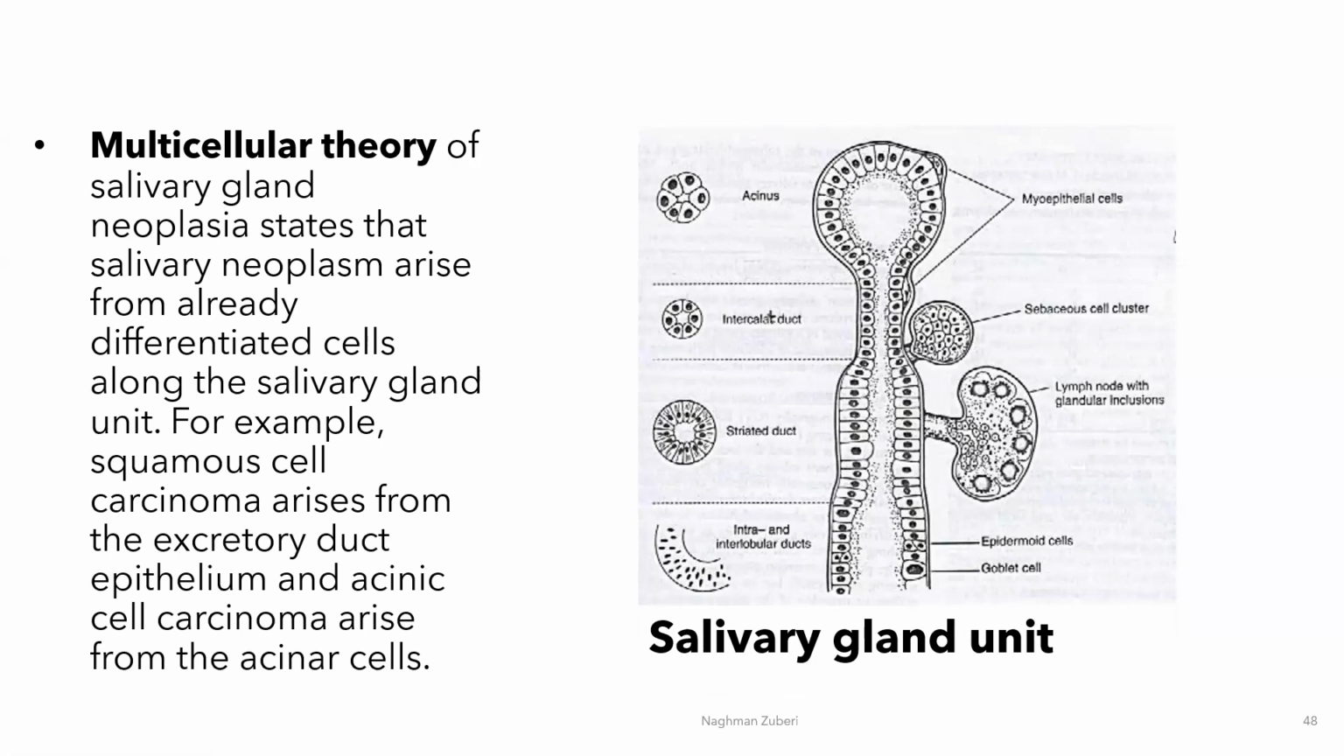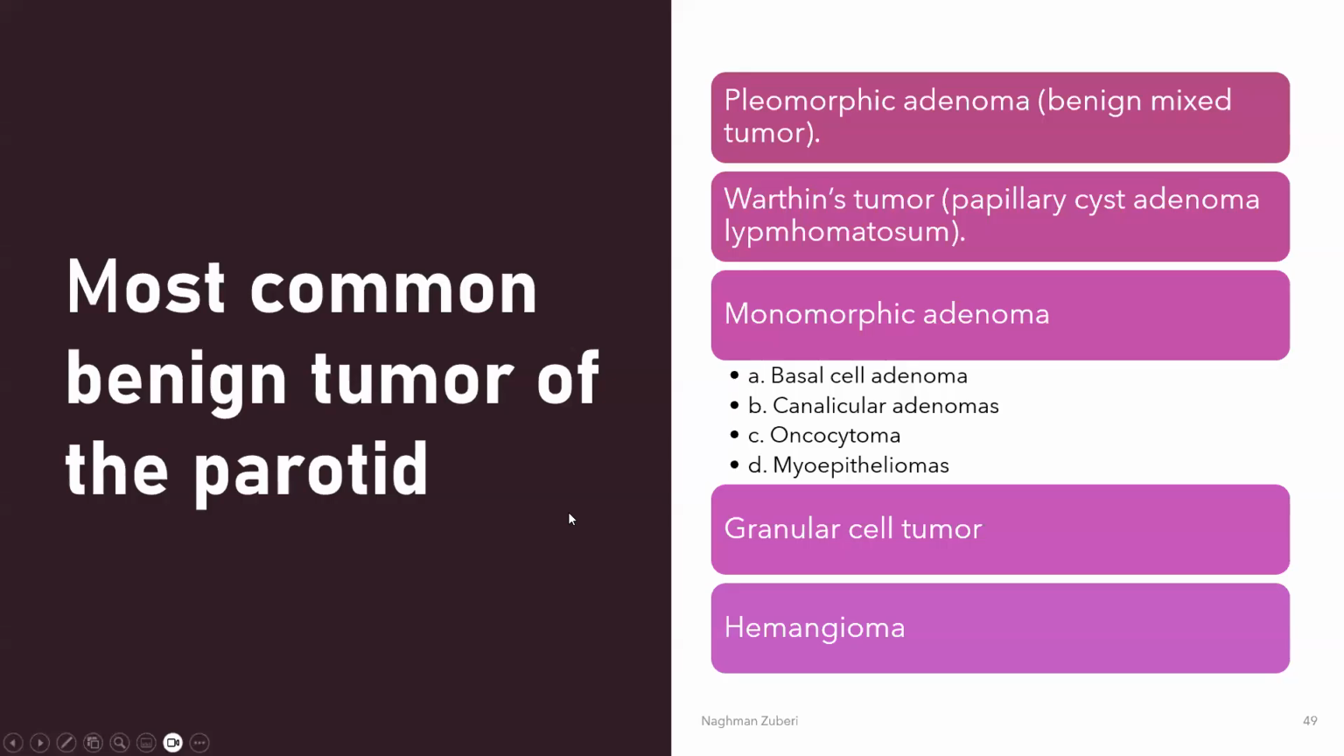Multicellular theory of salivary gland neoplasia states that salivary neoplasms arise from already differentiated cells along the salivary gland unit. For example, squamous cell carcinoma arises from the excretory duct epithelium, and acinic cell carcinoma arises from the acinar cells. Most common benign tumor of the parotid: pleomorphic adenoma.